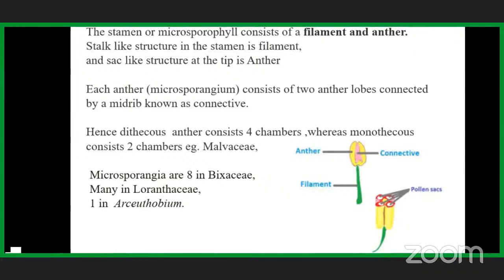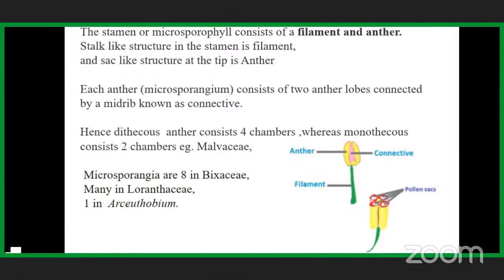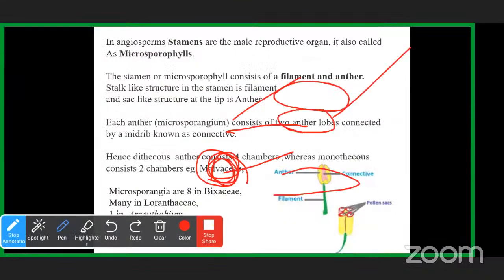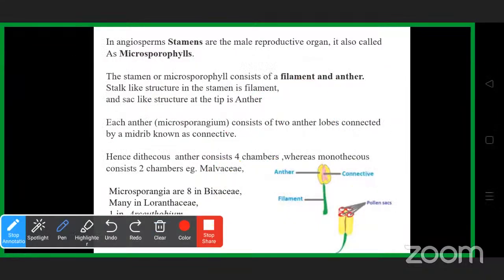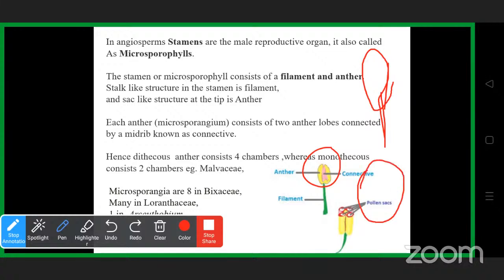Usually each anther, microsporangia, I already told you, has two chambers, bilobed. But in the Malvaceae, only a single chamber anther is present. In the Malvaceae, only a single chamber, unilocular anther, whereas in most of the other plants, the anther is bilobed.